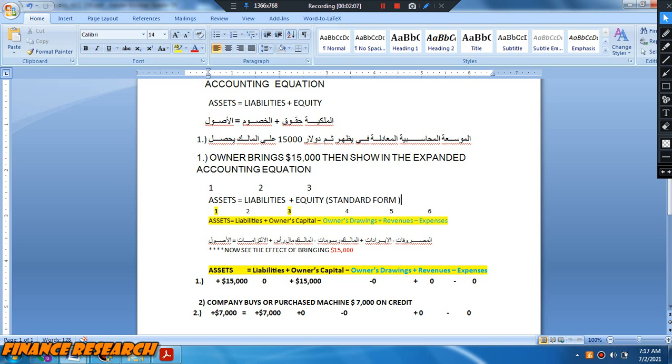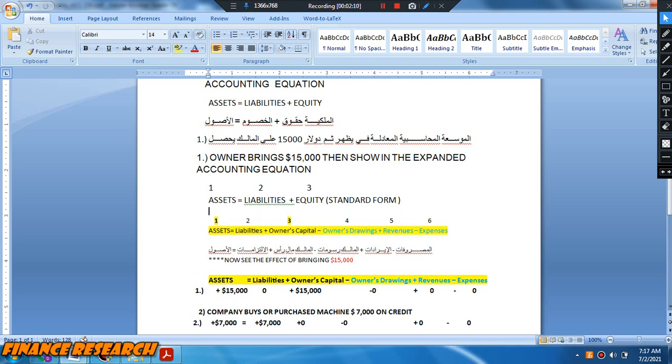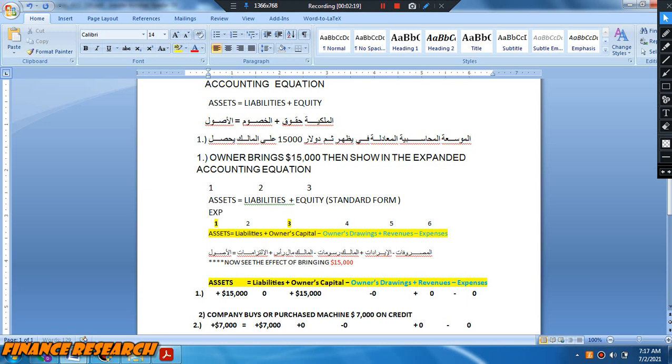If I write the expanded form, it will be written like this. This is the expanded form of the accounting equation. We have studied this a number of times. So assets equal liabilities plus owner's capital minus owner's drawing plus revenues minus expenses. For example, I have written here: owner brings $15,000.